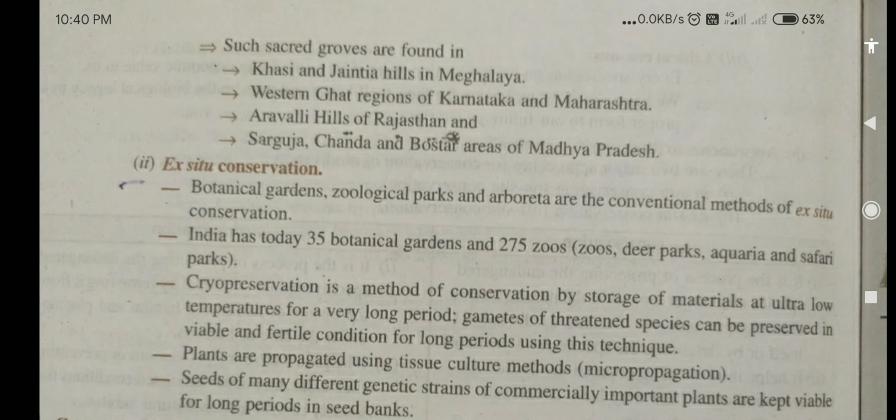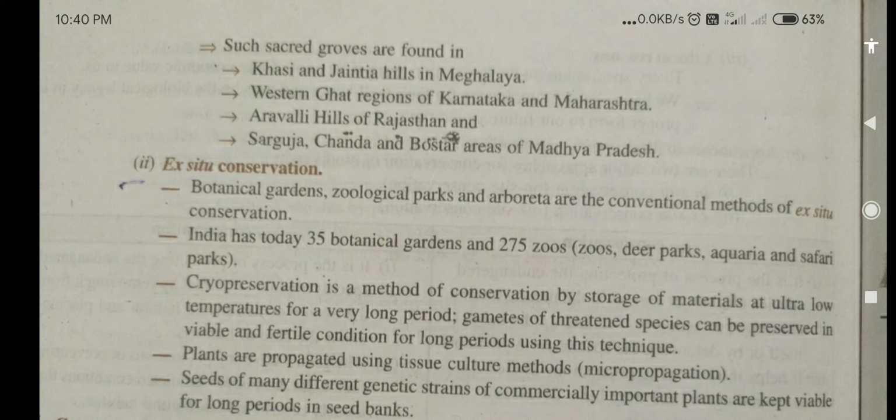These are given in our NCERT book also. Khasi and Jaintia Hills in Meghalaya have sacred groves. The Western Ghats region of Karnataka and Maharashtra, the Aravali hills of Rajasthan, and the Sarguja, Chanda and Bastar areas of Madhya Pradesh also have sacred groves. So that was regarding in situ conservation.